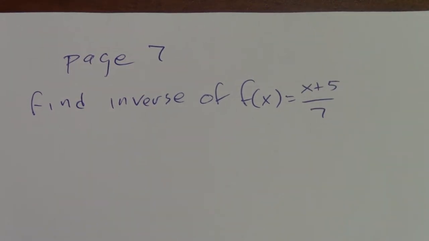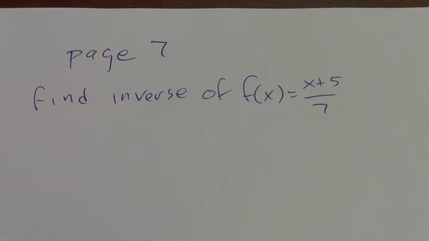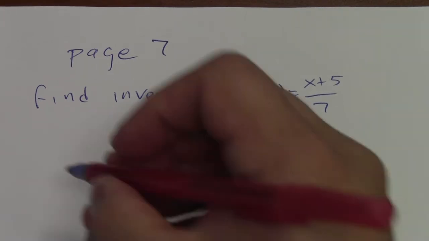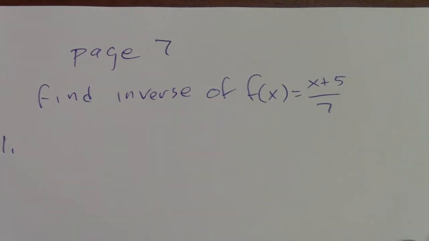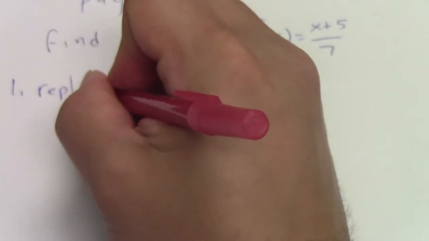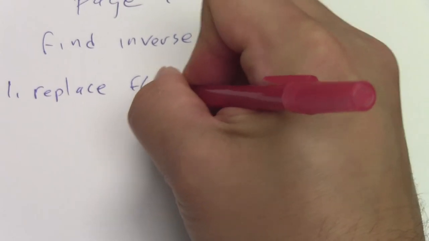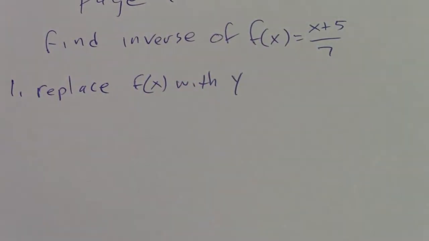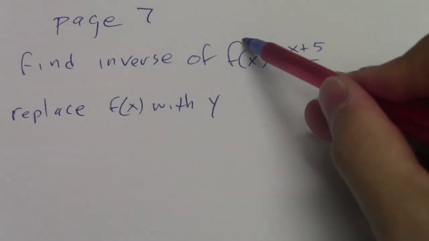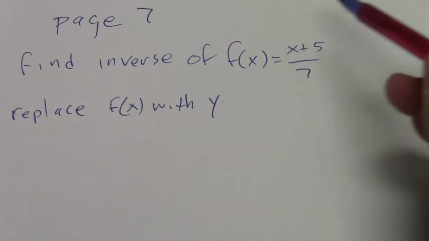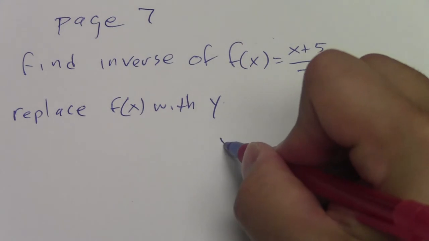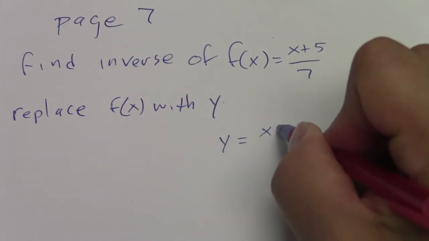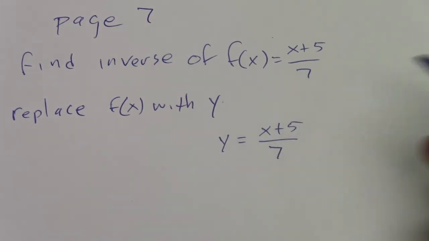All right, just follow these few steps and you should be able to get it. It's kind of weird, but this is the way it works. So the first thing we do, step one, replace f of x with y. So here's f of x. Just put a y in it, make it look like a regular problem. So y equals x plus 5 over 7.